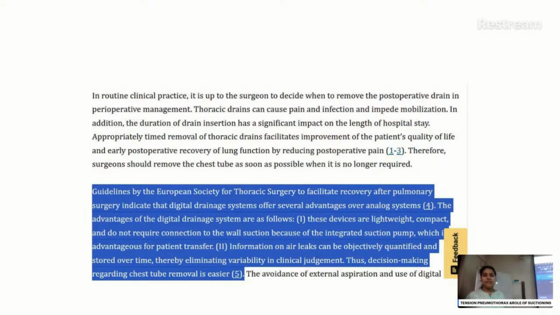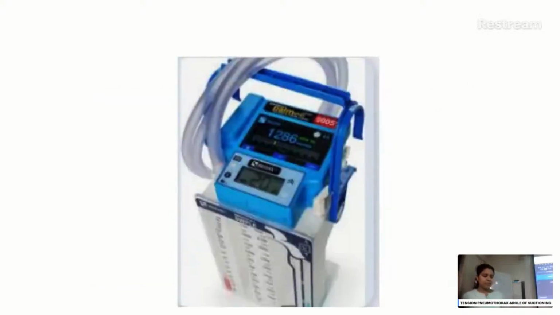This is the most advanced thing, and the guidelines were given by the European Society of Thoracic Surgery that if we use this, it will facilitate recovery after pulmonary surgery. Studies indicate that digital drainage systems offer several advantages over the analog systems. These devices are lightweight, compact. They don't require any kind of wall suction because an integrated suction pump is there, and it will tell about the air leaks, and it will eliminate the variability in clinical judgment and allow better decision making.